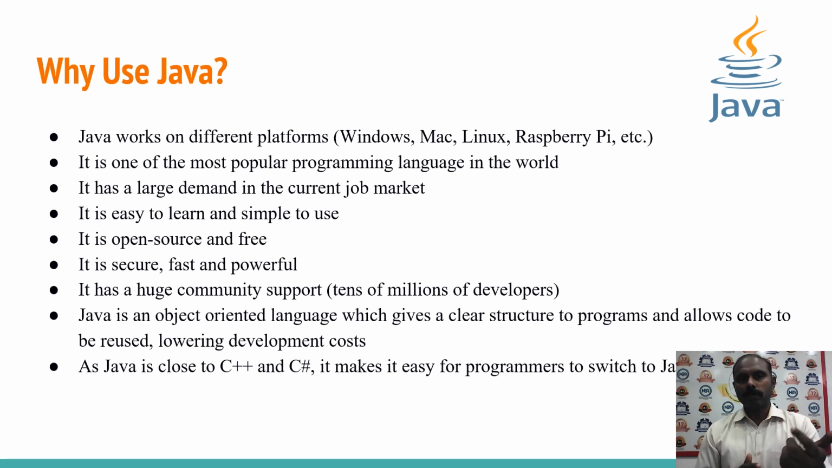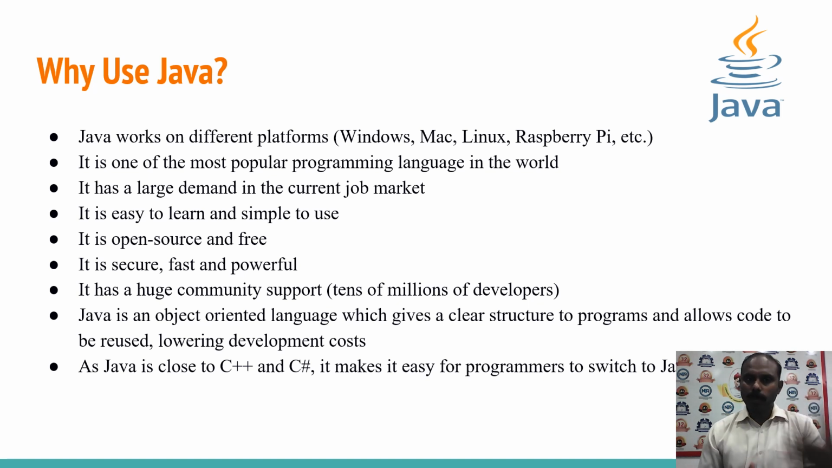The next point on why we use Java is that it is open source and free. But currently this point is not applicable because it is owned by Oracle. The software is freely available; you can easily download and install the JDK, the Java Development Kit, but it is not freeware now. It is a product of Oracle. Years back it was free, but now it is not.